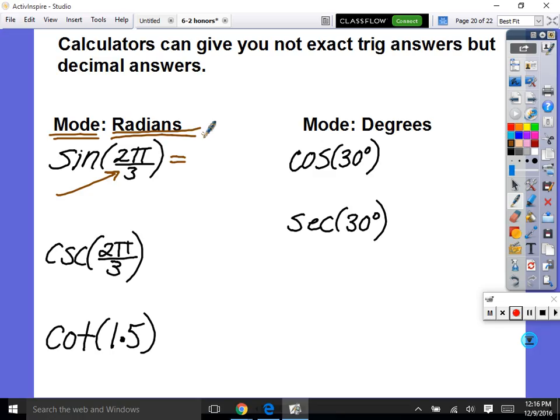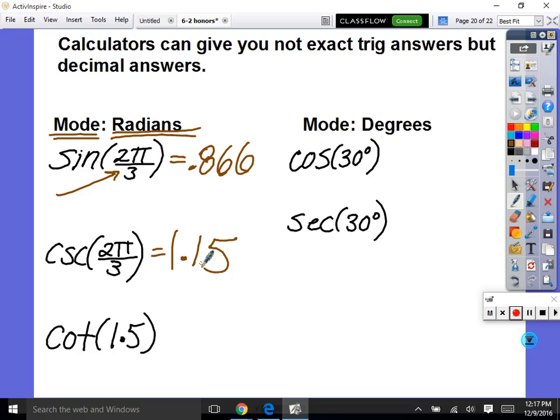Now you can just type into your calculator sine of 2π/3. And you get 0.866. Everybody good with that? So then think about it. Isn't cosecant 1 divided by that? So just do 1 divided by the second answer. So just type that into your calculator. 1.15. Very good. And now notice this 1.5 is also considered in radians. It's the pi part multiplied out already. So that would need to be in radian mode.